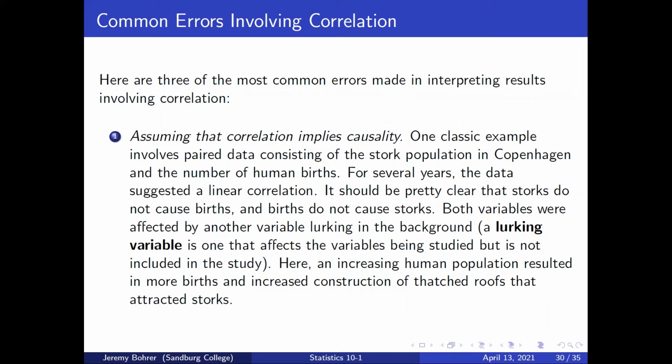Both variables were affected by another variable lurking in the background. A lurking variable is one that affects the variables being studied but is not included in the study. Here, an increasing human population resulted in more births and increased construction of thatched roofs that attracted storks.